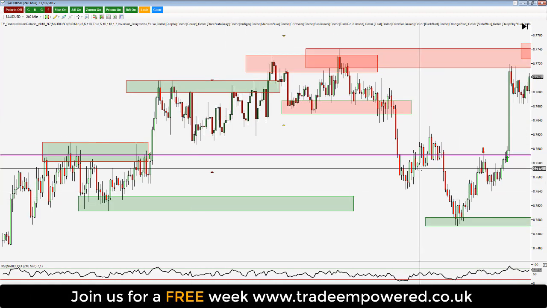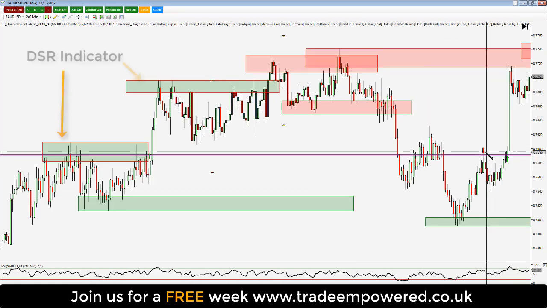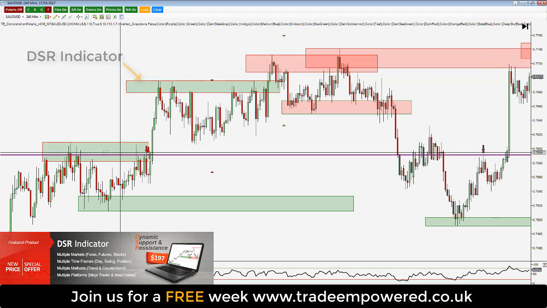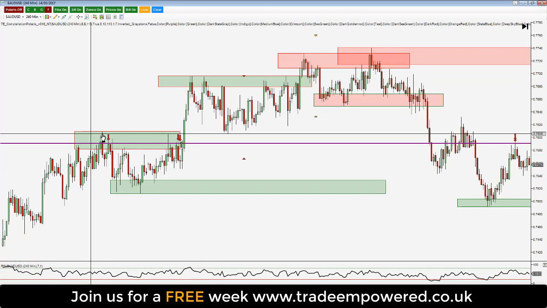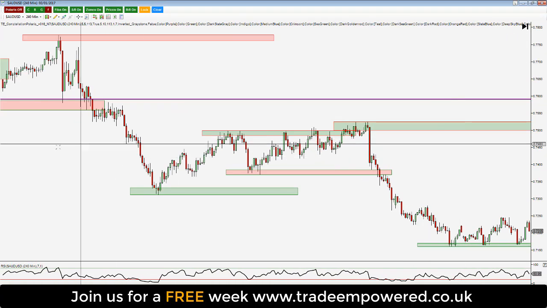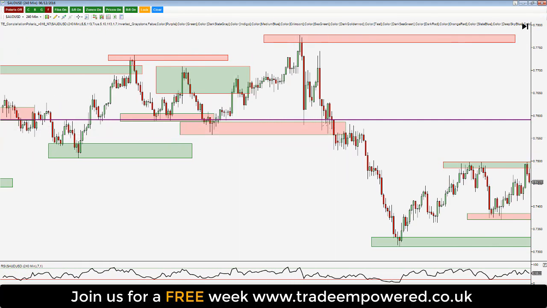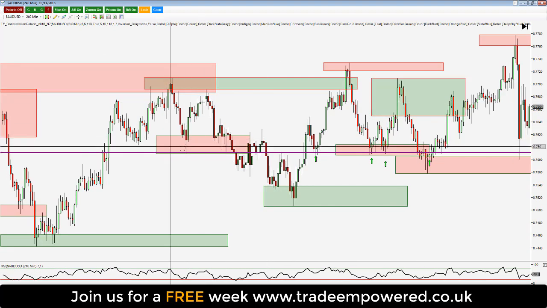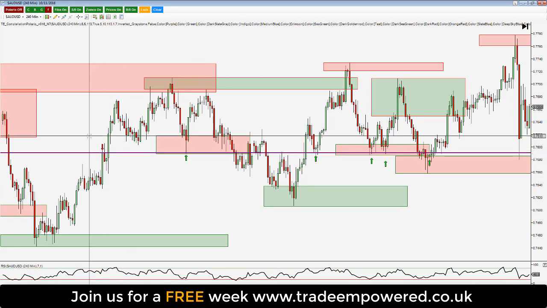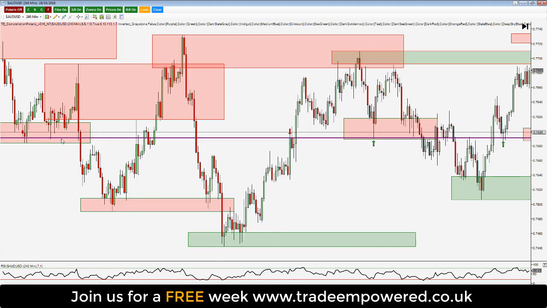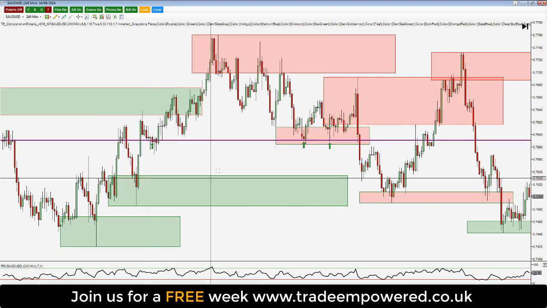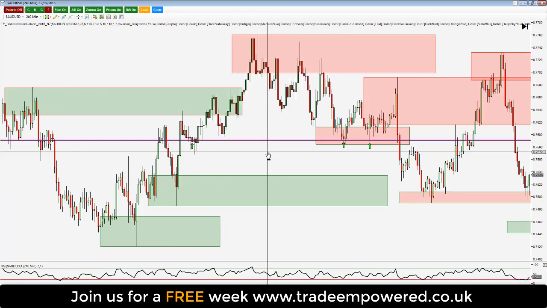Now you can see if we look left here, it was respected here, right? Respected here, here, here. Let's go back even further and look at this. Support, support, support, support, support, support, resistance, and it goes on and on. Do you consider this a major level of structure? Well, my answer would be yes, this is a major level of structure.